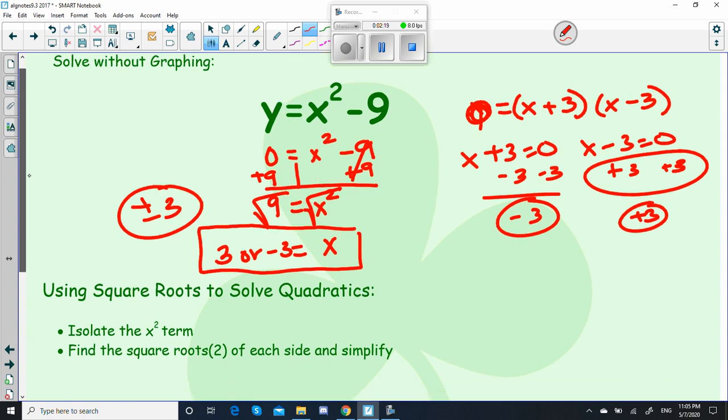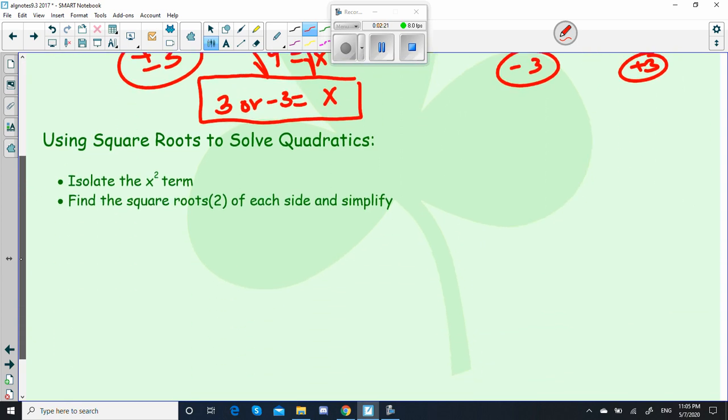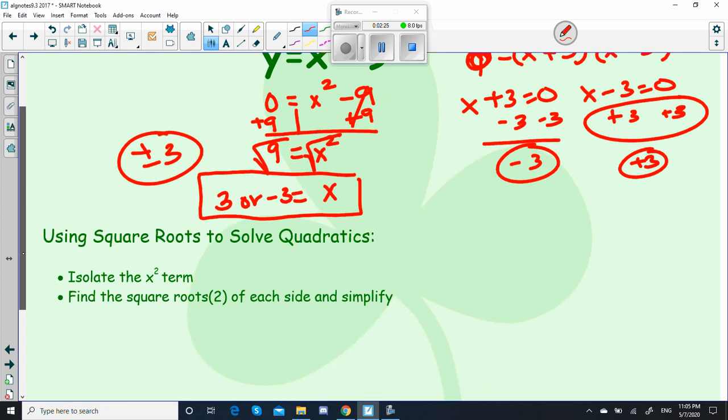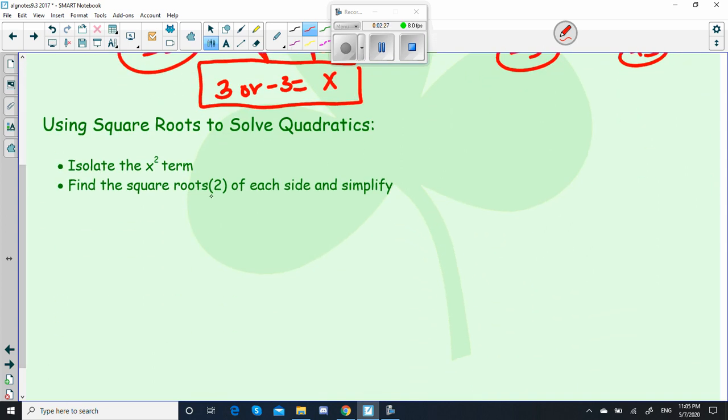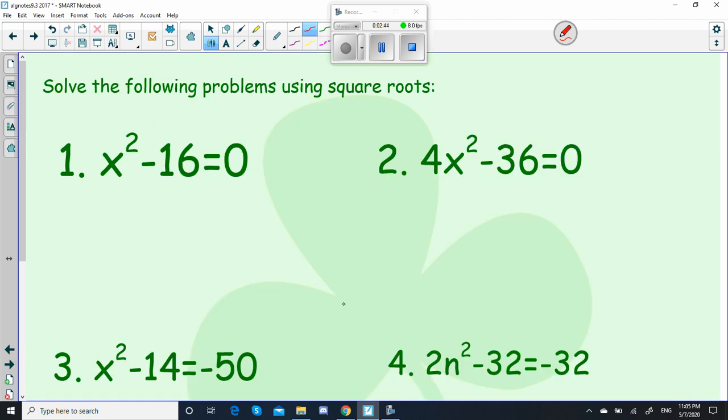Okay, so here are the directions for solving quadratics with a square root. So you're going to isolate your x squared term, and then you're going to find the two square roots of each side, and you're going to simplify if you can. Okay, so isolate the x squared term. And you can only use this when there's no bx. There cannot be a bx for us to do this. Okay? All right, let's go to the next page.